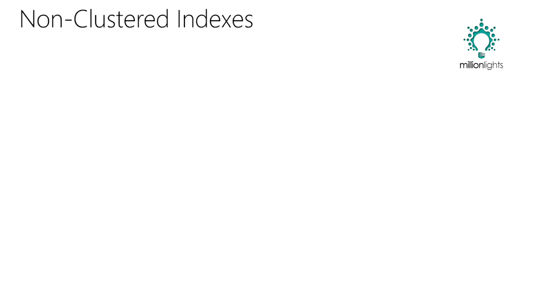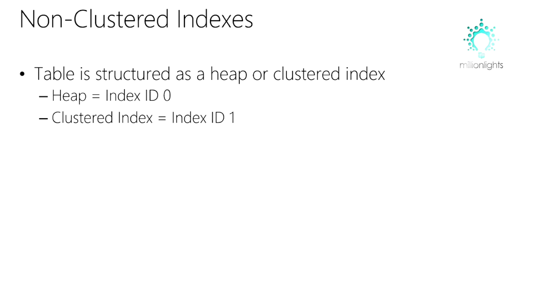So the next thing that I wanted to talk about is non-clustered indexes. We talked about table structured as a heap or a clustered index. It's one or the other, it has to be one or the other. And a heap within SQL Server is referenced as an index ID of 0, and a clustered index has an index ID of 1. So if you're looking through the sys.indexes view, which we just had a little look at in the demo, and you see an index ID of 1, you know that that's automatically a clustered index.